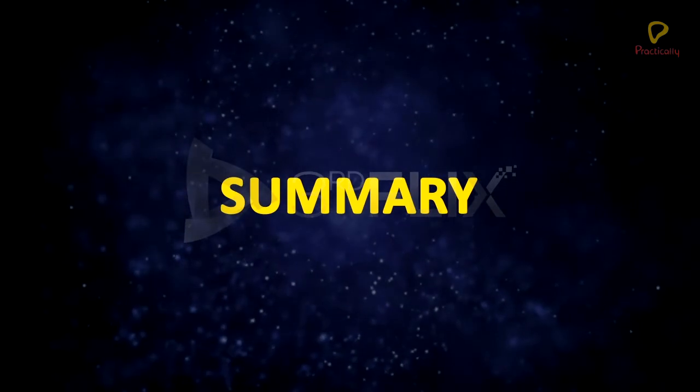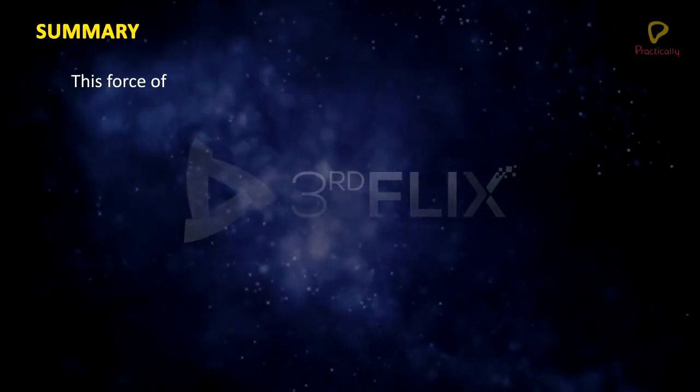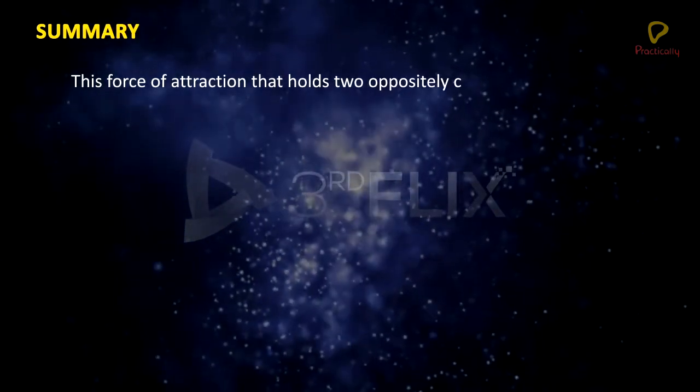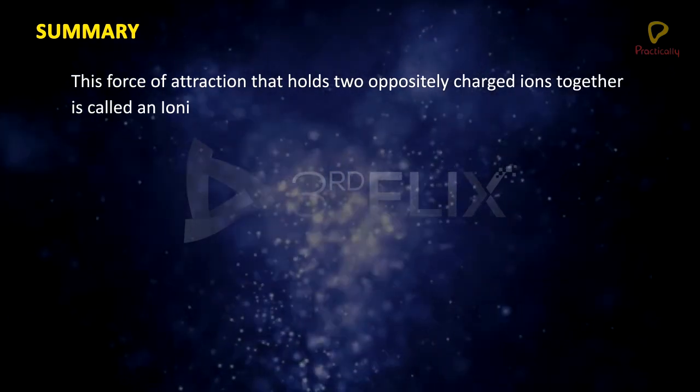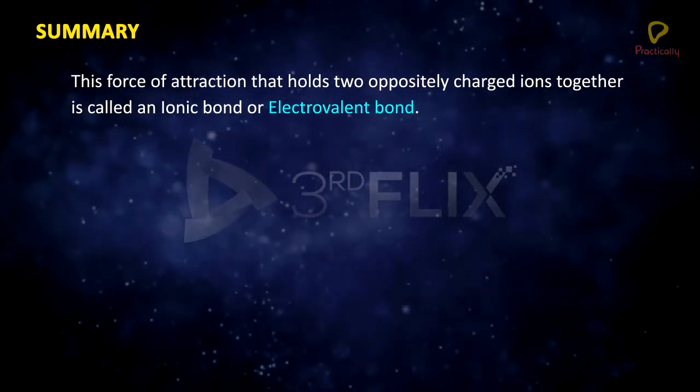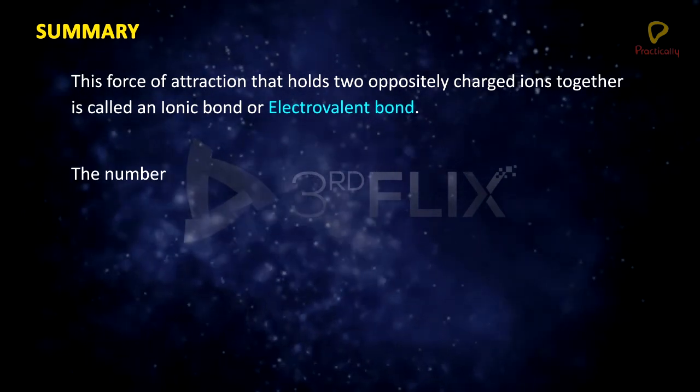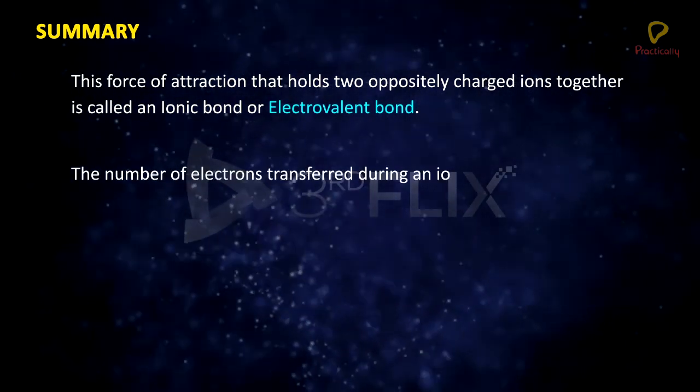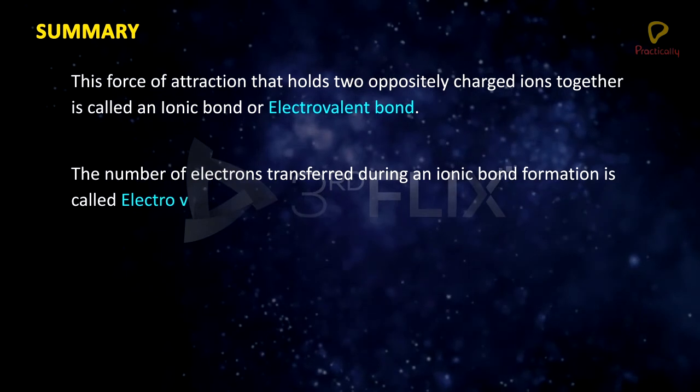Let's summarize. This force of attraction that holds 2 oppositely charged ions together is called an ionic bond or electrovalent bond. The number of electrons transferred during an ionic bond formation is called electrovalency.